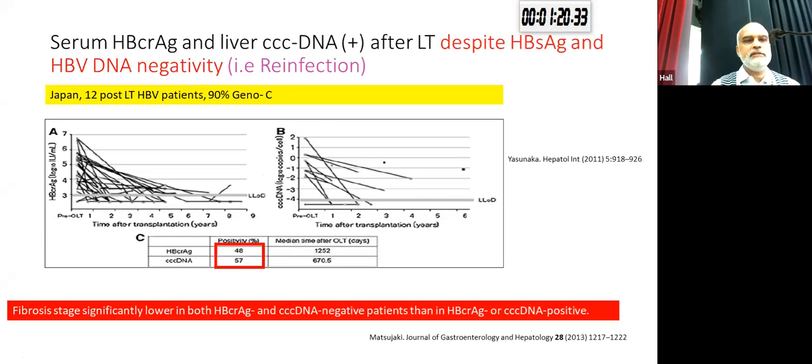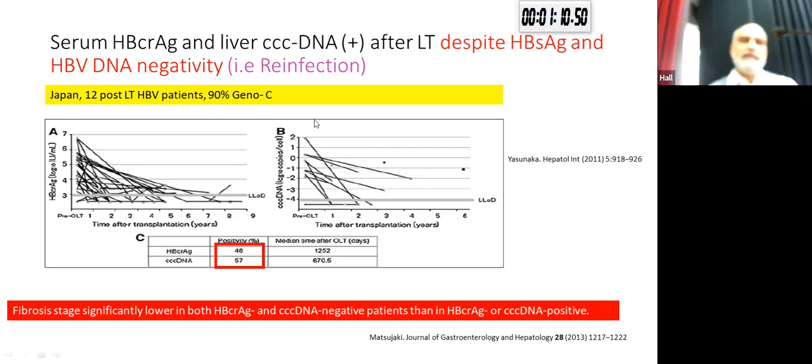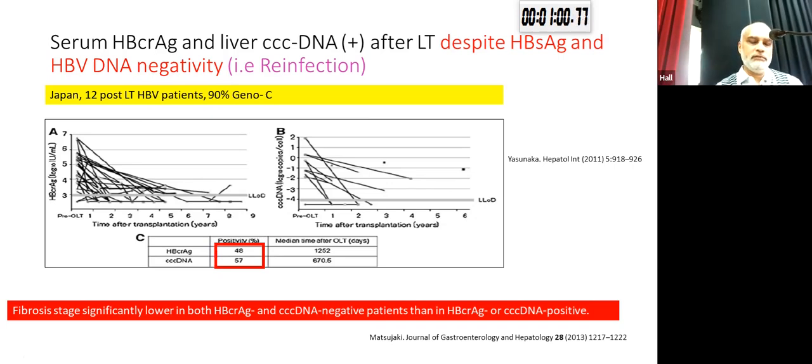And what about the liver transplant setting? We know that after liver transplant, HBsAg and HBV DNA will become negative mostly after 1 year or so. But despite being negative, core-related antigen and cccDNA remained positive in about 50%, meaning that HBV reinfection has occurred in those new livers also. And interestingly, fibrosis stage was significantly lower in patients who were negative for both these markers, that is core-related antigen and cccDNA, than in patients who were positive.